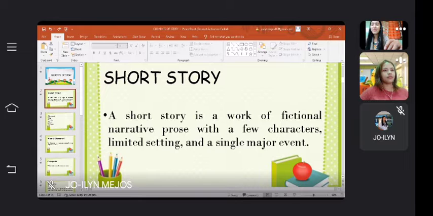A short story is a work of fictional narrative prose with a few characters, limited setting, and a single major event.